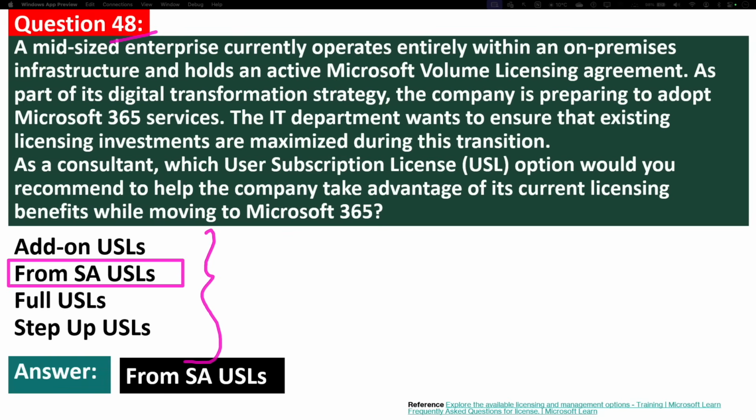Some of the benefits of Software Assurance USLs are cost savings, hybrid flexibility, license portability, and simplified management. One of the use cases of Software Assurance is that organizations can assign user subscription licenses to temporary staff who need cloud access without overhauling their entire licensing model. Let's look at a real-world example. A public sector organization with Office Professional Plus and Software Assurance uses SA USLs to give employees access to Microsoft 365 cloud services without buying full licenses.